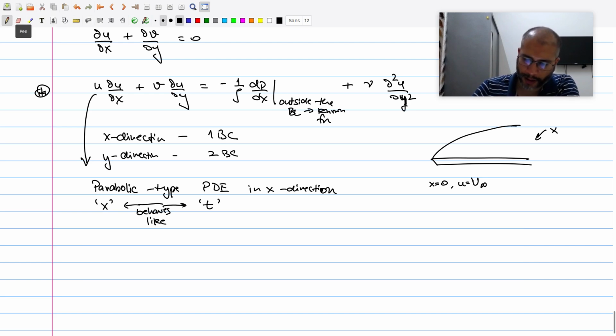So what that means is, if you think from the idea of causality in time, you get some solution and then you march further in time to find the solution at a later time. You won't have a problem where the solution at t equal to 0 and t equal to infinity is given and you have to interpolate between those times. You start with some initial condition at t equal to 0 and then march further in time. So since x is behaving like a time, we can march in the x direction.